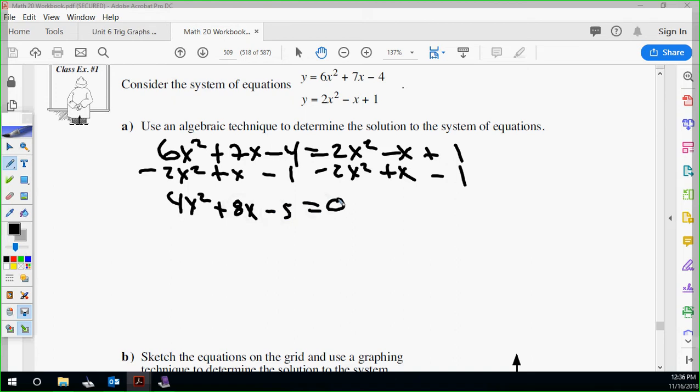Okay, now we're going to factor this if we can. Let's see if it does. 4 times negative 5 is negative 20. Are there any factors of negative 20 that get us 8? 2 and 10. Good. So it's going to be a positive 10 and a negative 2.